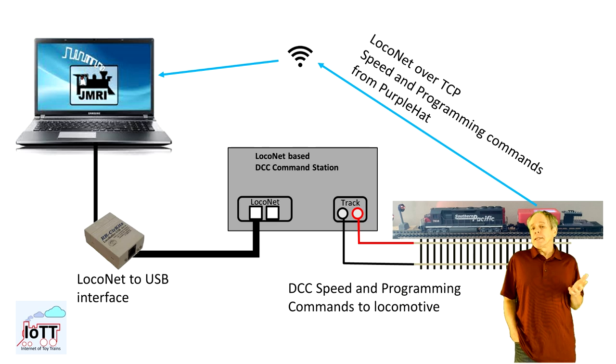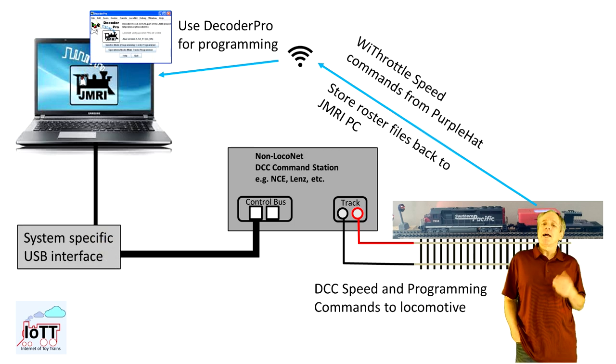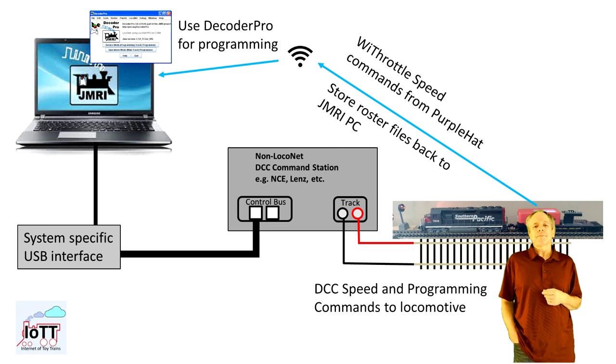After showing the speed analysis in the last video, I had quite a few viewers asking if Purplehead could be used with NCE or Lens or whatever other system. So I looked into that and added a WiThrottle client to the IoTT stick, and therefore, if you can control your locomotives with smartphone apps like WiThrottle or Engine Driver, you will be able to use Purplehead to calibrate your locomotives. The only downside right now is that the WiThrottle protocol does not support CV programming, so to program the speed table, you need to store the table values to a JMRI roster file and then program the values using Decoder Pro.